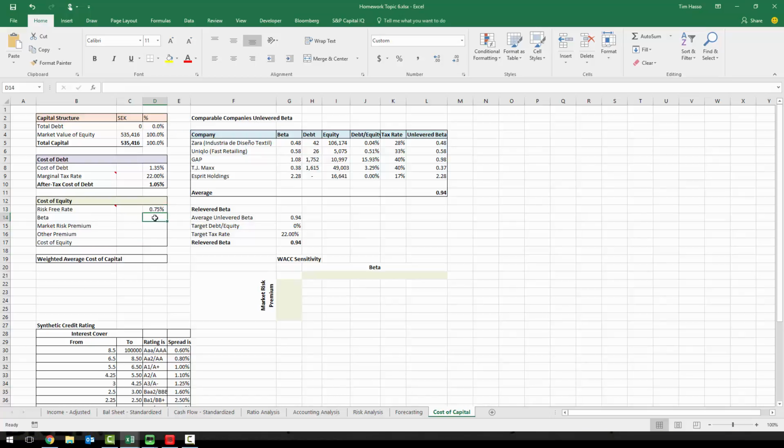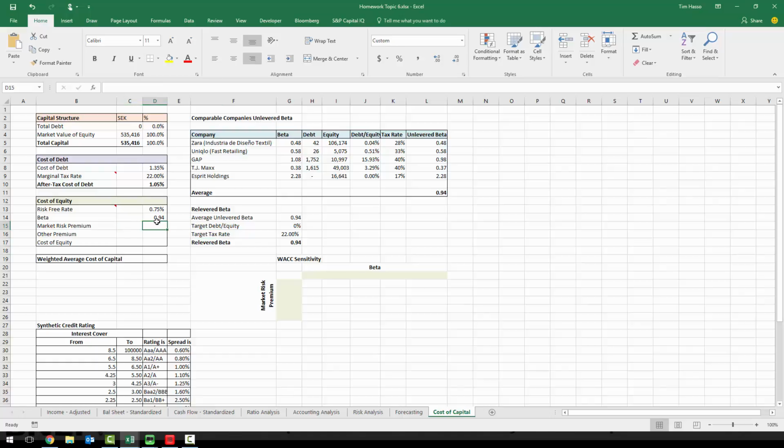We can also look up the beta, which in this case is merely our re-levered beta down here. If you remember, we calculated the averaged unlevered beta, which is effectively the beta if you remove all the leverage, on average across the competitors and comparable companies. We then use that to re-lever it according to the capital structure of H&M, but because they don't have any debt, it's going to be exactly the same number, which is 0.94.